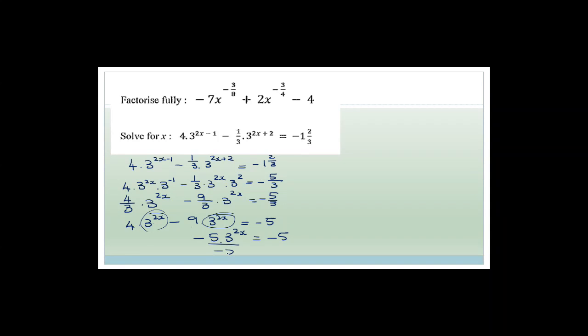Now we can divide both sides by minus 5, which means that we've got 3 to the 2x is equal to 1. Which means that 2x has to be equal to 0, therefore x equals 0. Why? Because anything to the 0 is equal to 1. There you go. So the correct answer for this is x equals 0. Sure, long question to get that answer here.